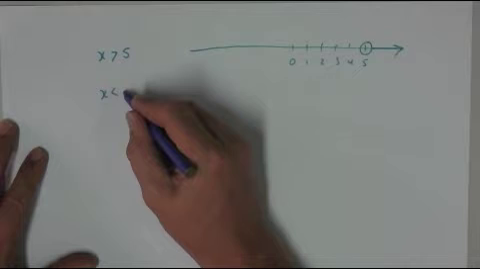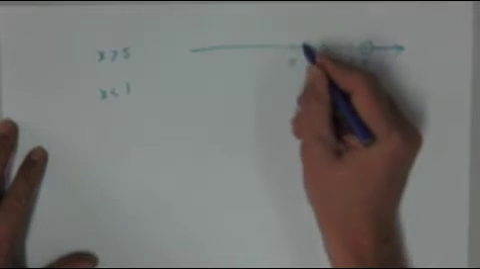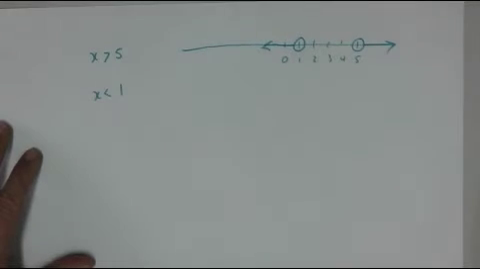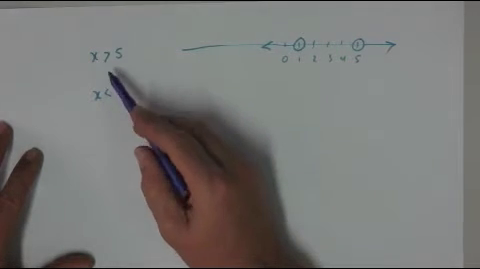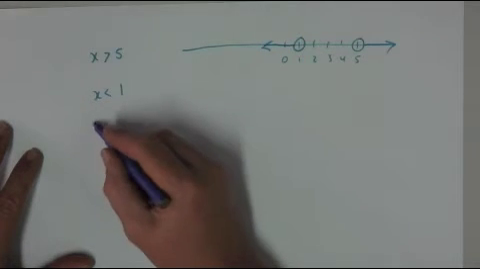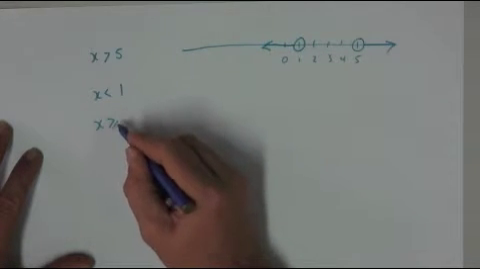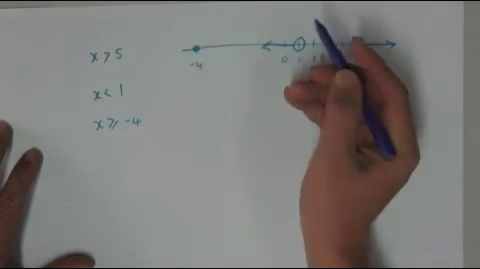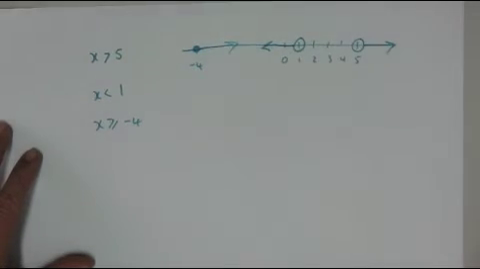So if x was less than 1, for example, again, open circle down in that direction. Because again, it's just a less than, so it's an open circle. If I was to have, say, x is greater than or equal to -4, and I had -4 down here, I'd now use a solid circle to represent that.